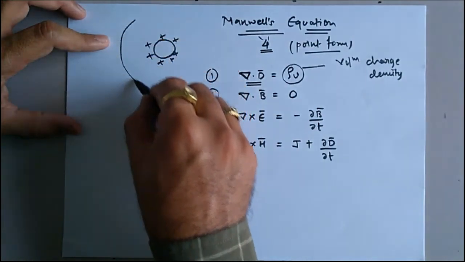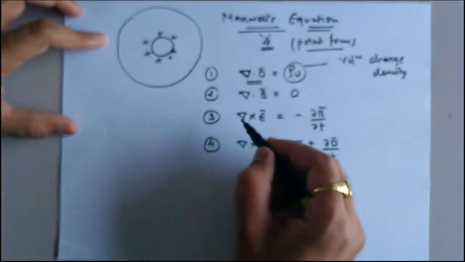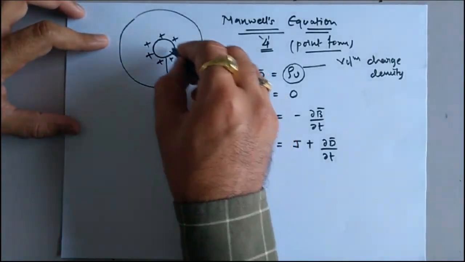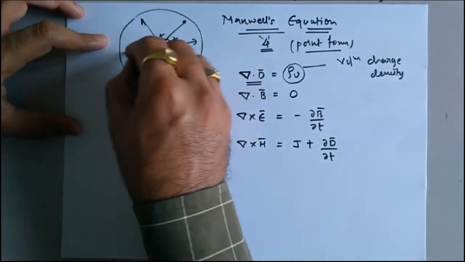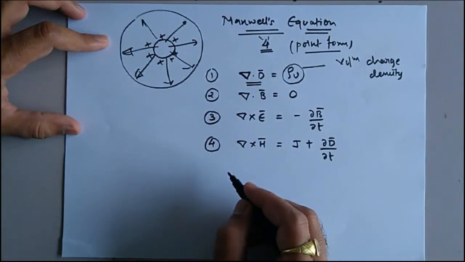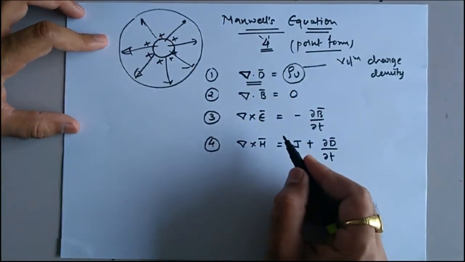And if you enclose this particular sphere in another sphere, then there will be a net electric flux coming out from this sphere. So this is the significance of Maxwell equation 1.